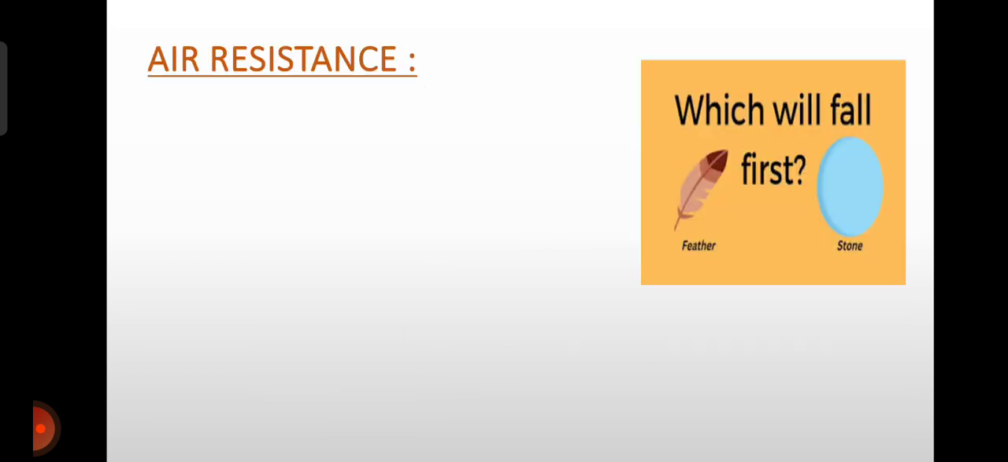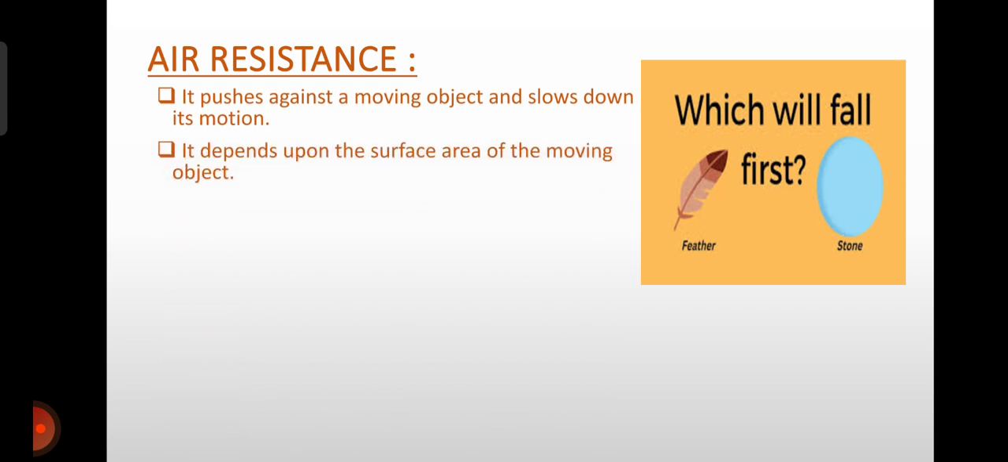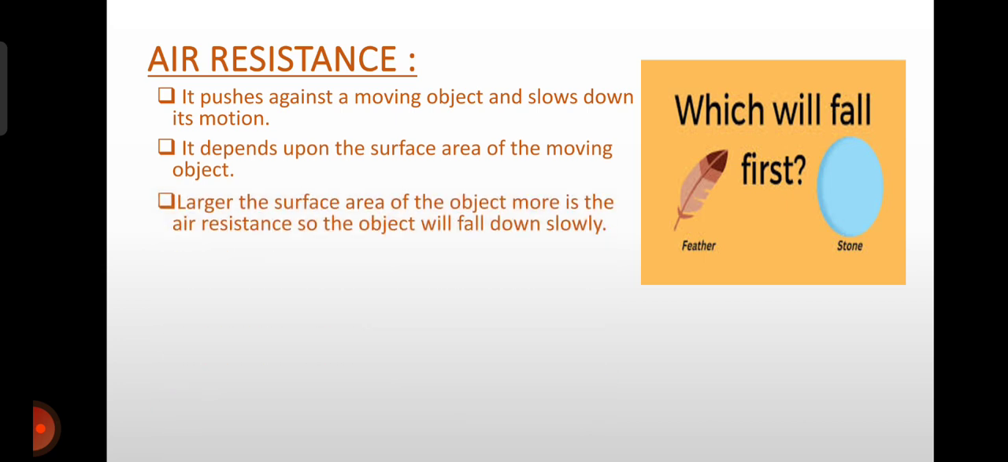Now we will talk about air resistance. Air resistance pushes against a moving object and it slows down the motion of the object. It depends upon the surface area of the moving object. The larger the surface area of the object, the more is the air resistance. So the object will fall down slowly.